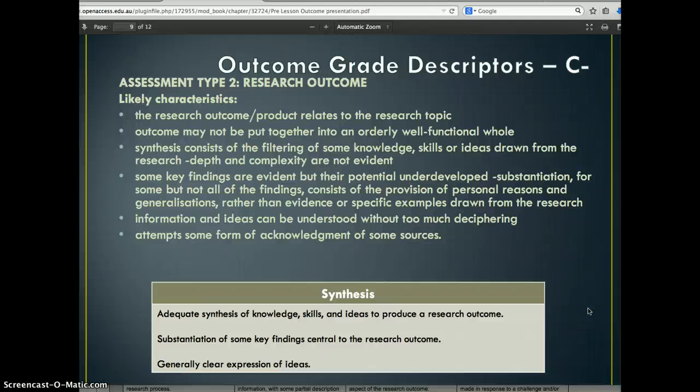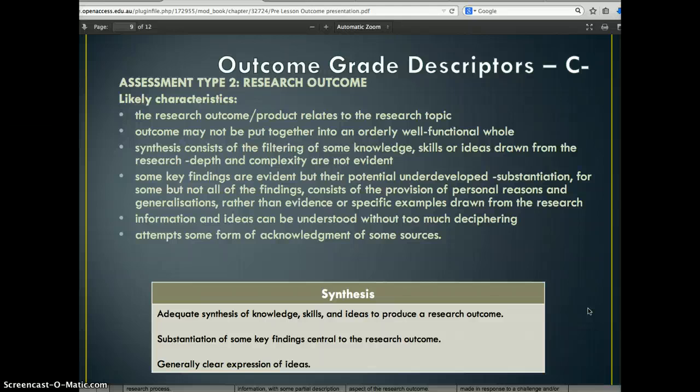Substantiation for some, but not all of the findings, consists of the provision of personal reasons and generalizations rather than evidence or specific examples drawn from the research. So for those of you aiming higher, here's some examples of what not to do. You should not be using personal reasons to back up your arguments, and you should not be making any sort of generalizations. Information and ideas can be understood without too much deciphering.